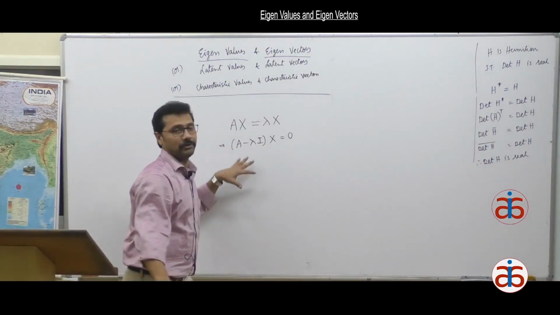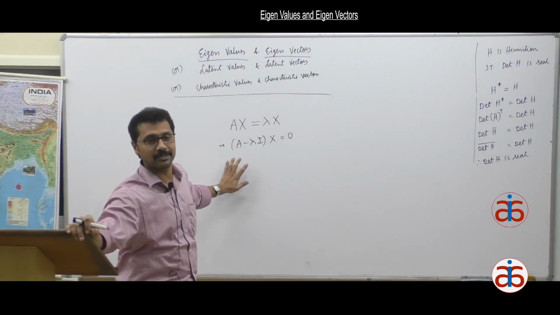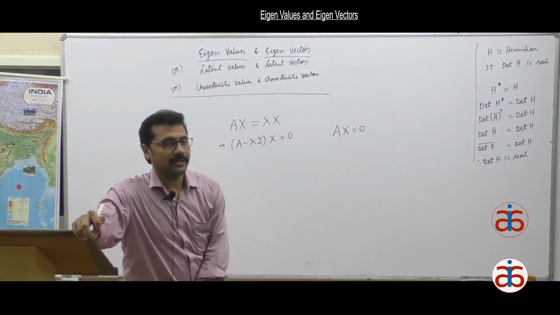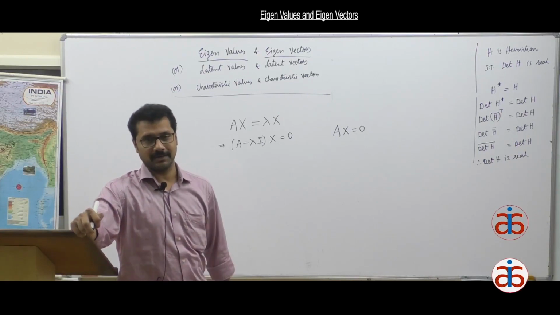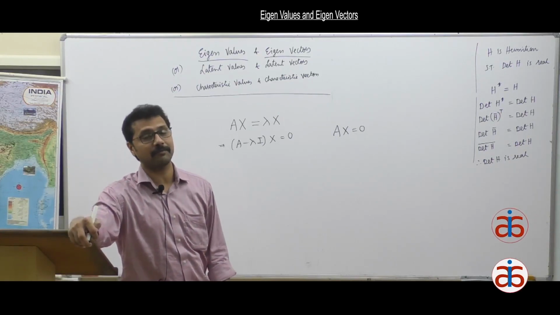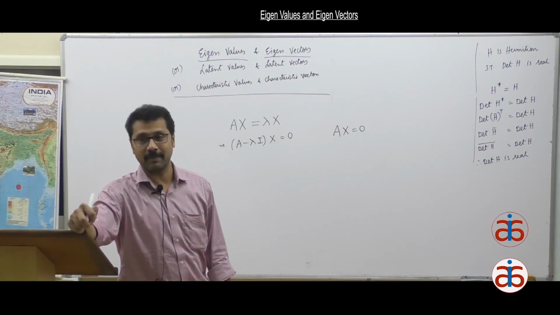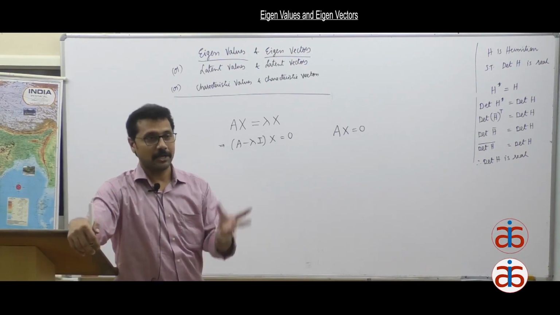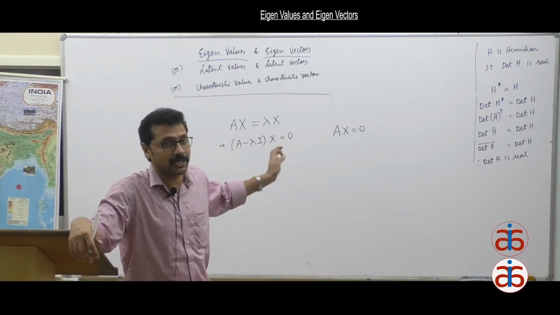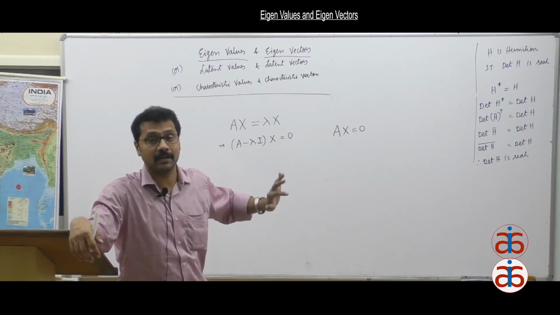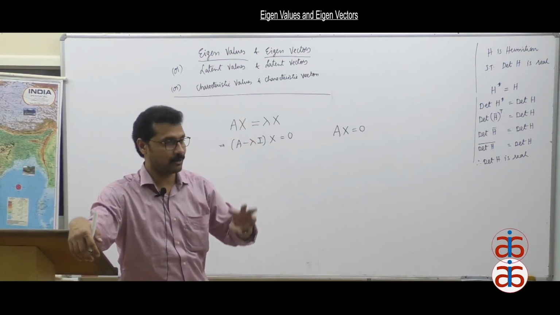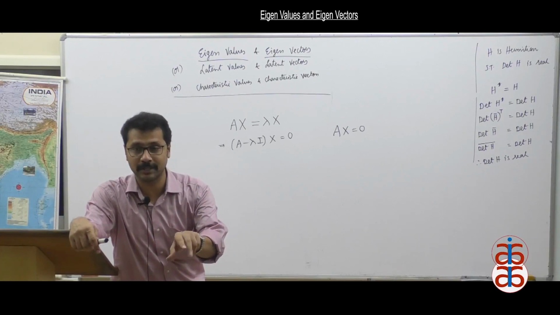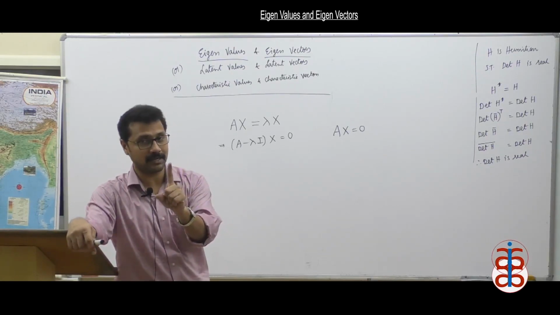Now, when do we have non-trivial solutions for this? Suppose you have a system Ax equal to 0. This has a unique solution, which is a trivial solution, when the rank of the matrix equals the number of unknowns. Since A is a square matrix, suppose it's an nth order square matrix, n by n, then you are going to have n equations, n unknowns. It will have a unique solution when the rank of the matrix A equals the number of unknowns, equal to n, which is the trivial solution.